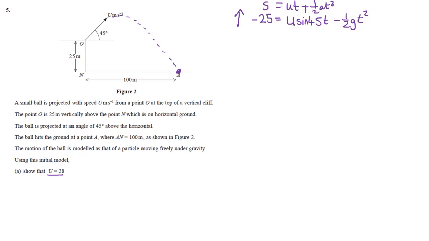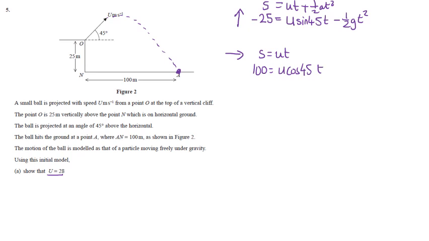We'll just leave it like that for now. We won't do anything more with that. Let's resolve horizontally as well. Now horizontally, there's no acceleration because the only force acting is the weight acting down. So there's no acceleration, so we just have distance equals speed times time. We know the distance is 100, and we know that the horizontal distance is u times cosine 45 times t.